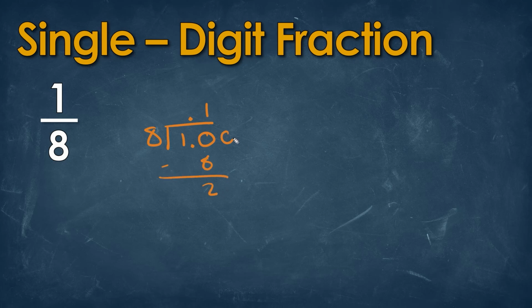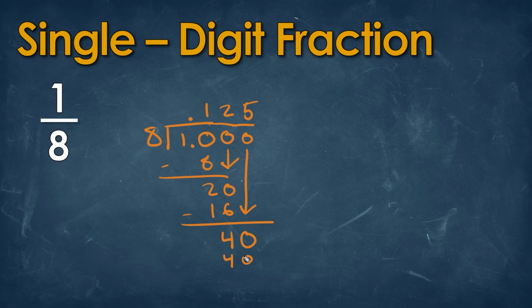We add another 0 here, and we take that 0 and drop it down. So now how many times does 8 go into 20? And the answer is going to be 2 times. 2 times 8 is 16. We can do the same thing because we still have a remainder left over of 4. So we'll take that 0 and drop it down. Now we have 40. Okay, 8 goes into 40 5 times. We subtract that out. We have 0 as a remainder. So our answer is going to be 0.125.